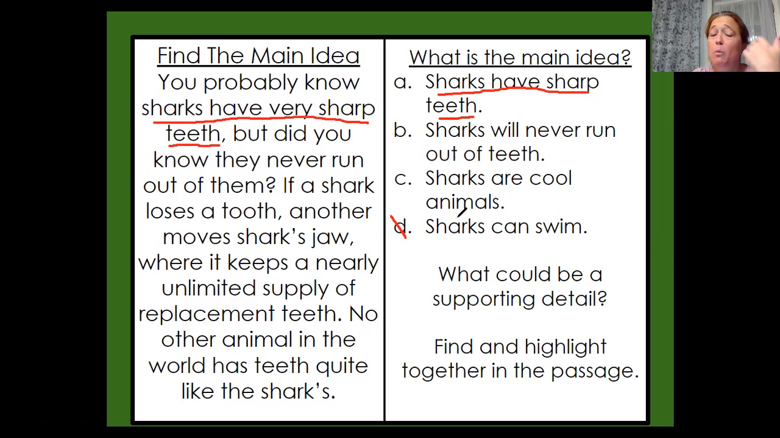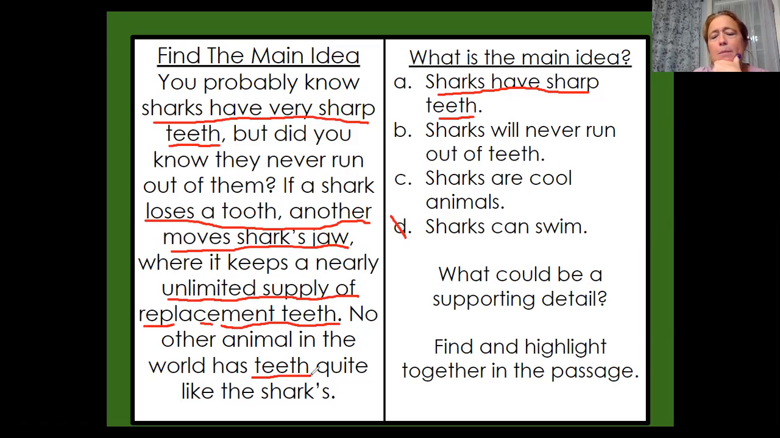Sharks are cool animals. Well, it could be because we have seen that main idea before when they give interesting information about an animal. But let's look at this one. Sharks will never run out of teeth. So if that is the main idea, then let's see if there are supporting details to support that. All right, so we know that they have very sharp teeth, which supports the whole idea of teeth. We know that if they lose a tooth, another one moves into the shark's jaw, that they have an unlimited supply of replacement teeth. That's very interesting. And no other animal in the world has teeth quite like the sharks, okay?